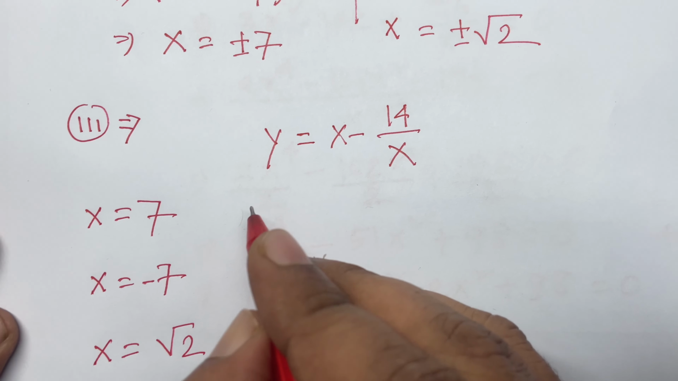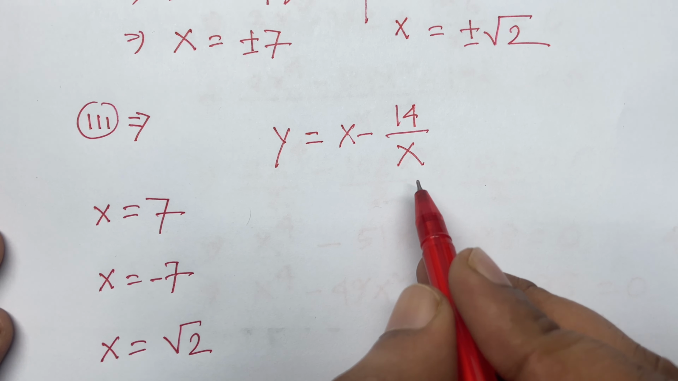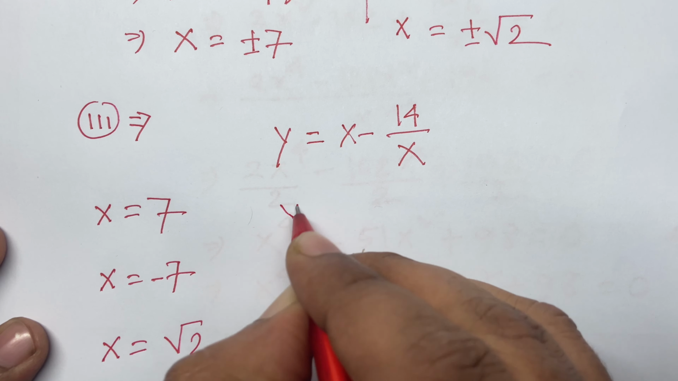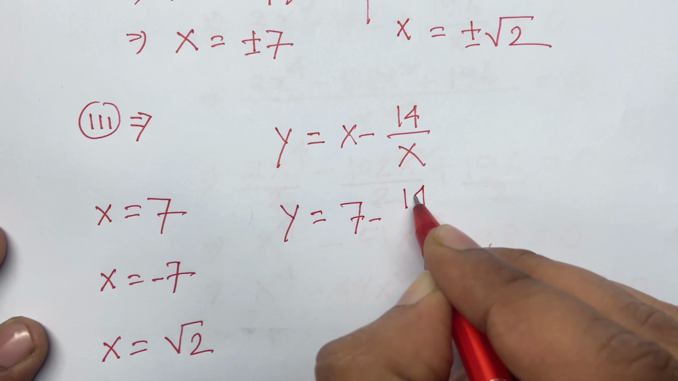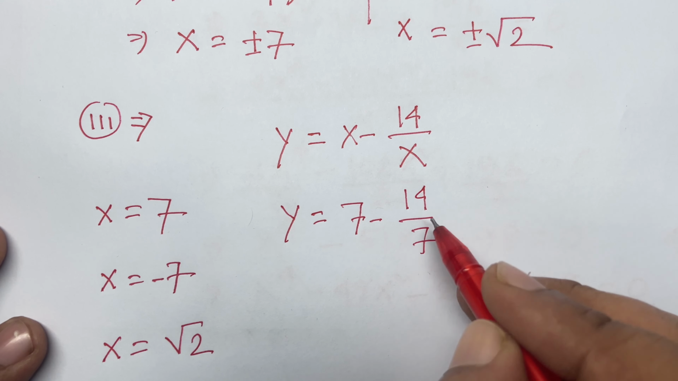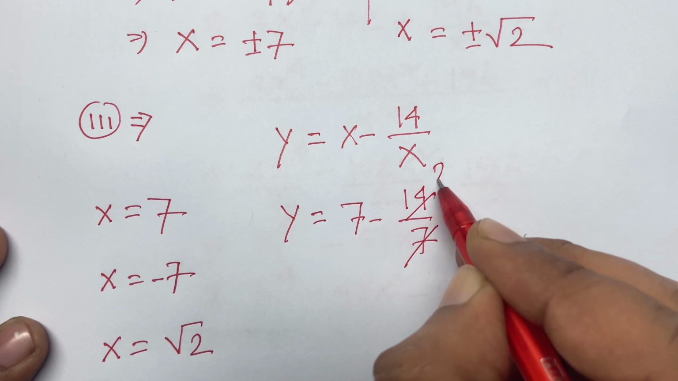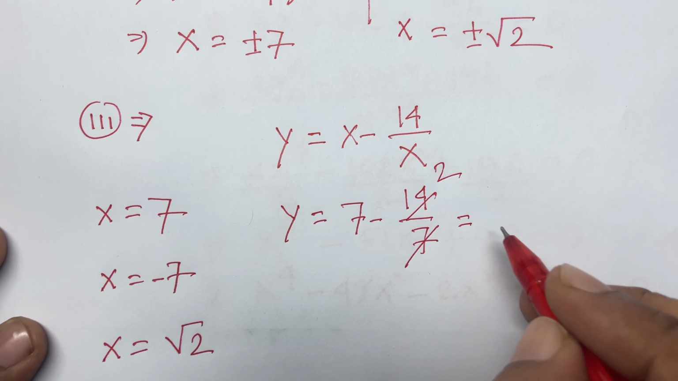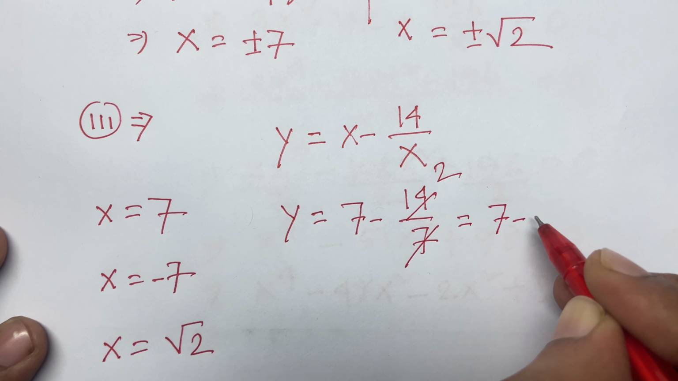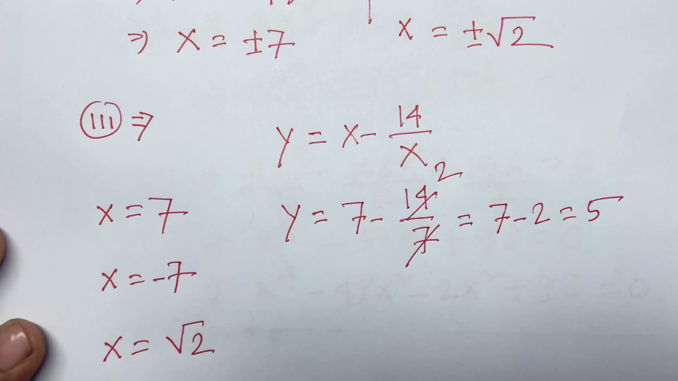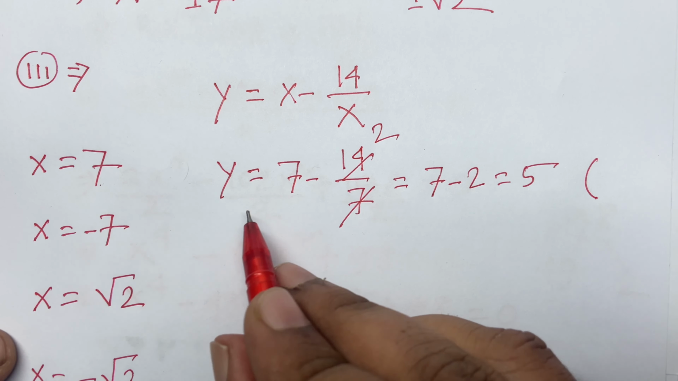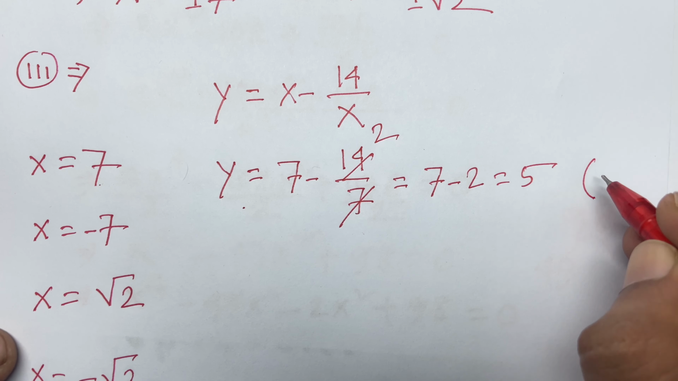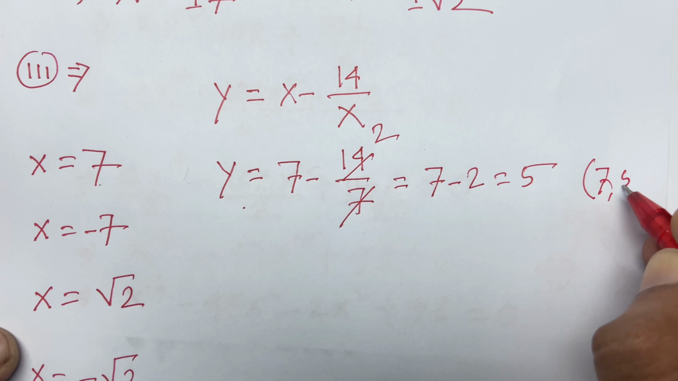And here y equal to x minus 14 over x. So when x equals 7, y equals 7 minus 14 over 7. 14 divided by 7 is equal to 2. Now I can say 7 minus 2 equal to 5. So when x equal to 7, this time y equal to 5, so the point is (7, 5).